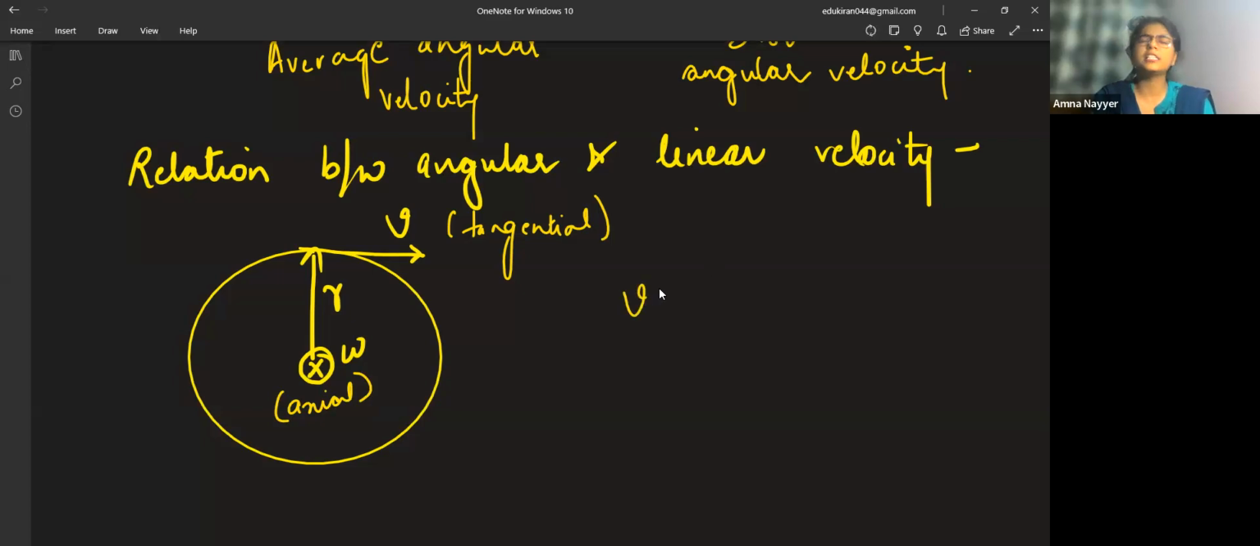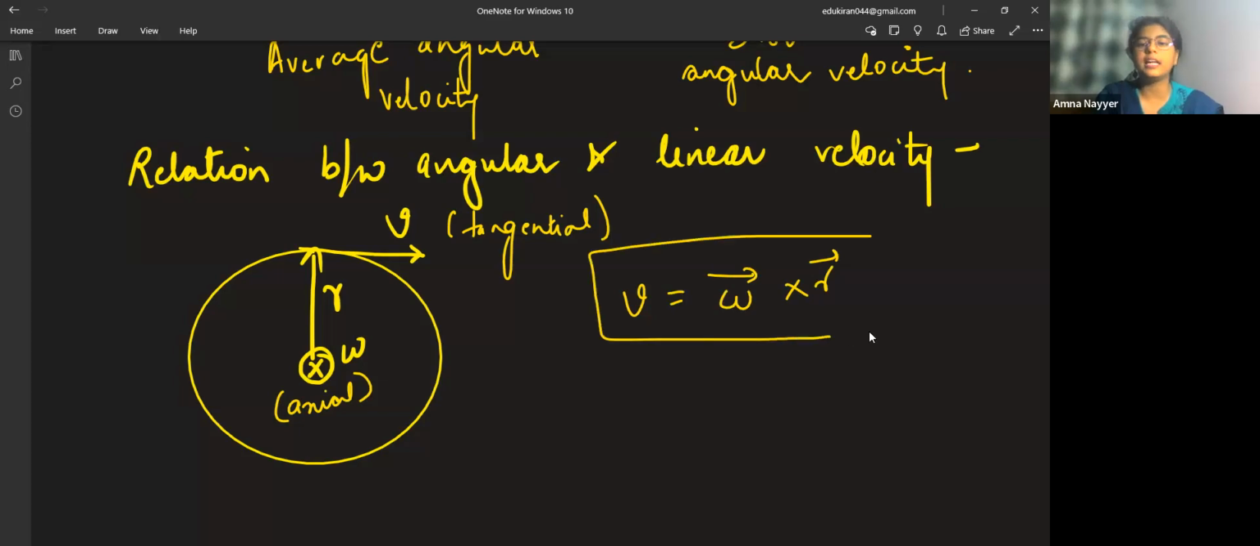So what is the relation? This relation is very important, class. Sometimes it is even used in your class 12th also. It will be very helpful to you, because in questions where even the quantities are not mentioned, you can use this and find out the third one. So velocity is actually the cross product of omega and the radius.